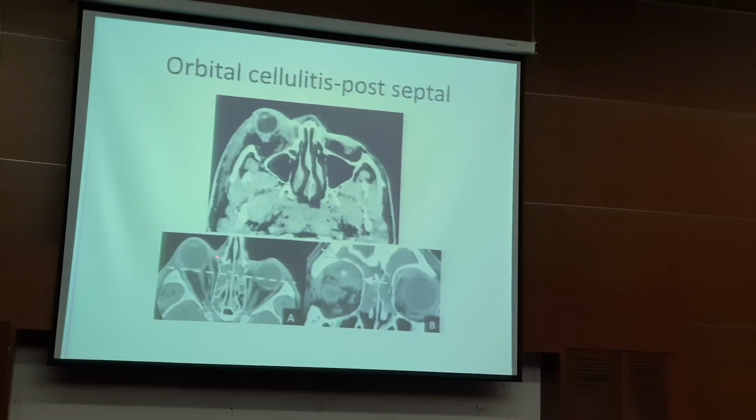Another example, proptosis. Again, look at the frontal sinus. It's very thickened, chronic. This is something which is chronic. And you can see that there is some breach in the orbital wall, and you can see an abscess within the orbit itself.